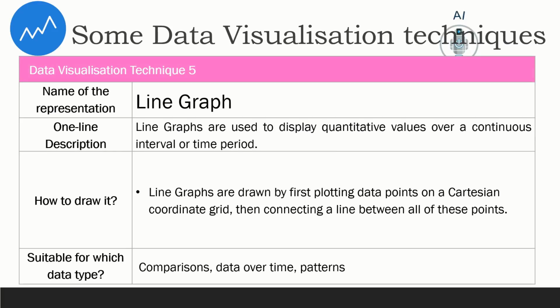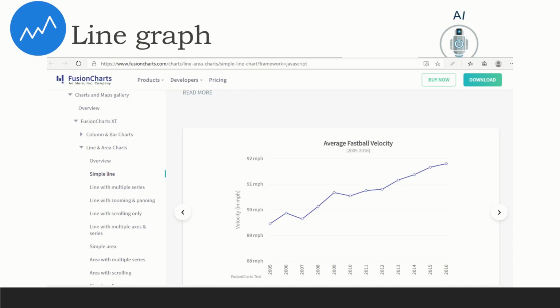The fifth data visualization technique that we are learning is the line graph. Line graphs are used to display quantitative values over a continuous interval or a period of time. In line graphs also, we will be plotting data points as XY coordinates and then connect them with a line between the points. This is suitable for comparisons, data over time, and pattern. A sample of line graph shows the average fast ball velocity over different years.